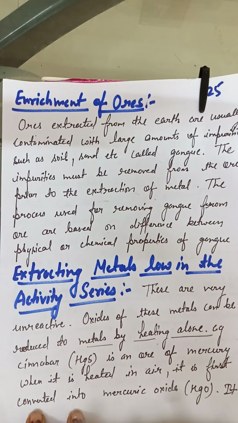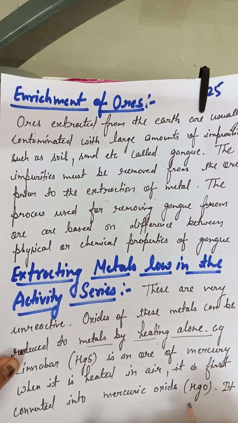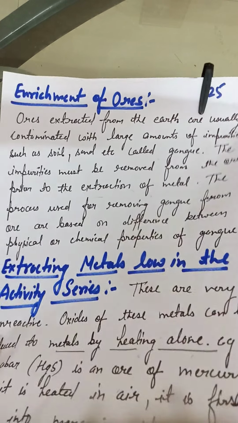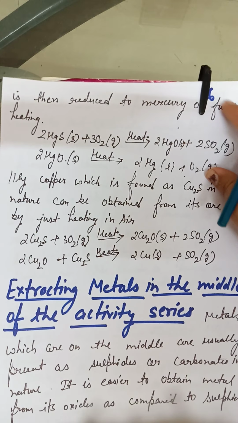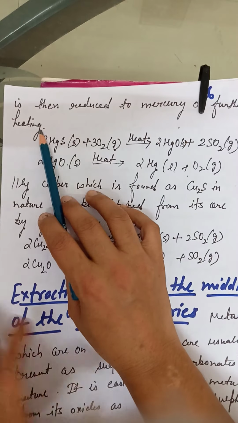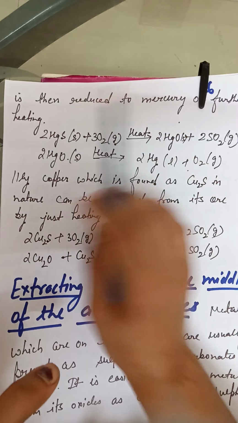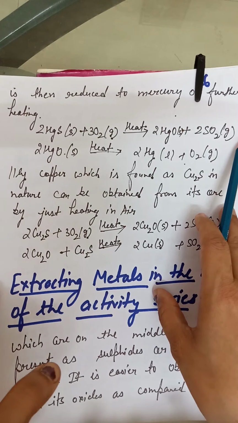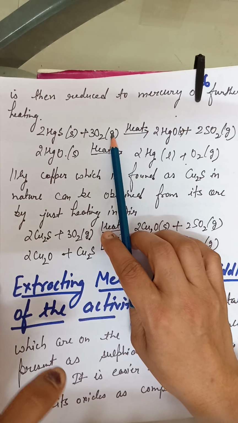When we are giving heat to cinnabar, then it is converted into mercuric oxide firstly, that is metal oxide, and next the process that is taking place, it is given here, is then reduced to mercury on further heating. Firstly we are providing heat, then they are converting into metal oxide, and if further we are giving heat to it, they are converting into the original metal.